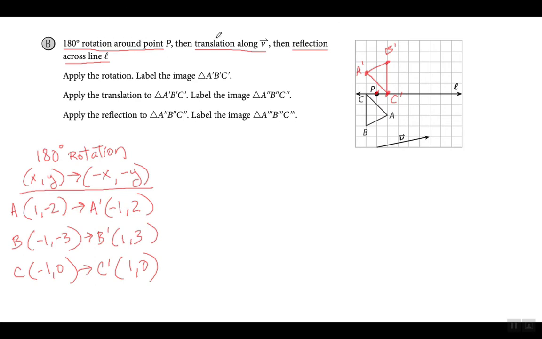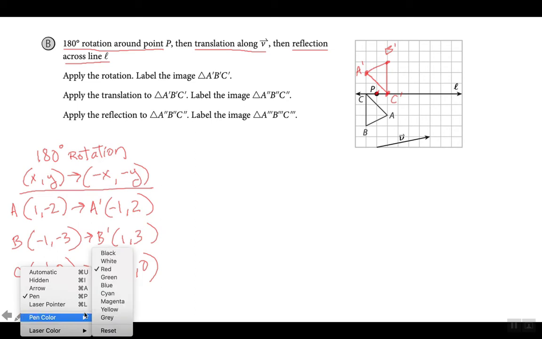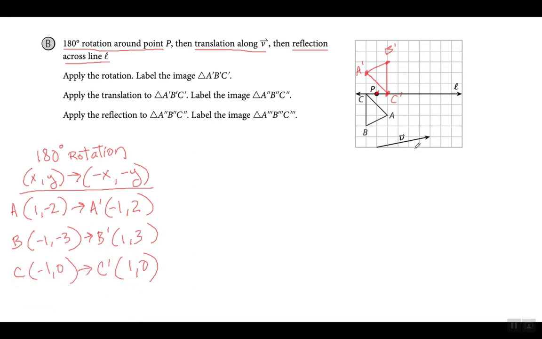Now I'm going to do the next one, which is a translation along vector V. Let me change my pen color to blue so it'll help us keep track of what we're doing. Here's vector V. Vector V is telling me to move the figure 1 unit up and 1, 2, 3, 4, 5 units to the right. Again, vector V tells us to move the figure 1 unit up and 5 to the right.